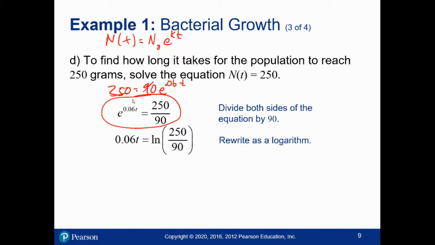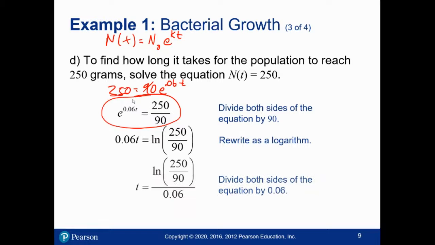Okay, now if I take a log of both sides, or convert it into a logarithmic expression either way, and divide by 0.06, which is approximately 17, it's almost exact. So in 17 days, we'll have 250 grams of bacteria.